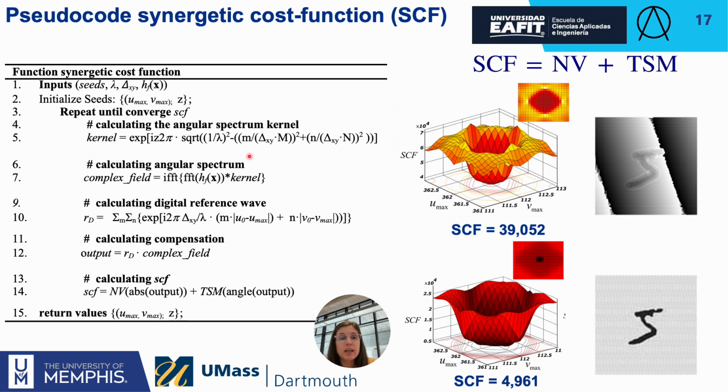So this is another way to show the steps. Here is the kernel, the angular spectrum kernel. This is the one that is going to be useful for the normalized variance. And this is your digital reference wave, where you have the parameters of the reference, the Umax and the Vmax, that you need for accurate phase imaging. What we need to show is that we're going to have a minimum value when all of those values converge, and that's going to give us the focused sample with the least phase distortions.